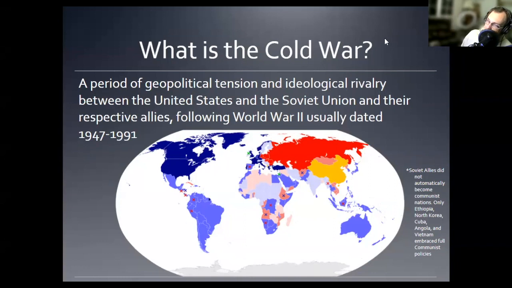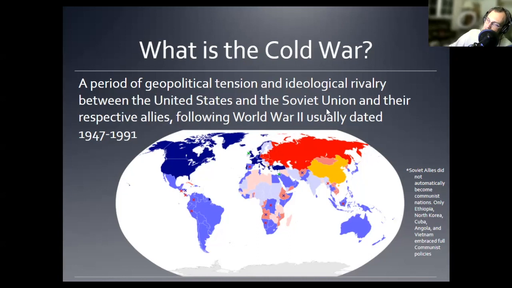Cold War is just a lot of mean talk and smack talk. The formal definition of the Cold War is a period of geopolitical tension and ideological rivalry between the United States and the Soviet Union and their allies following World War II that is usually dated between somewhere of 1947 to 1991.